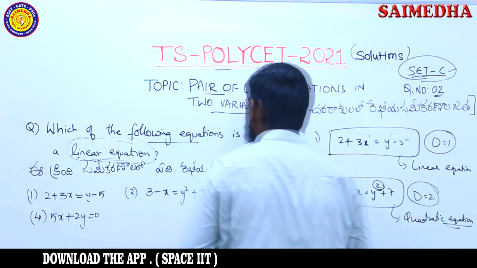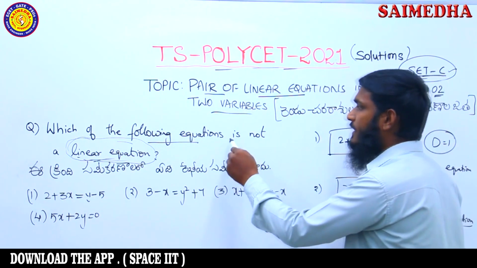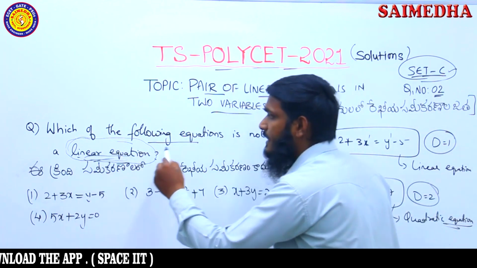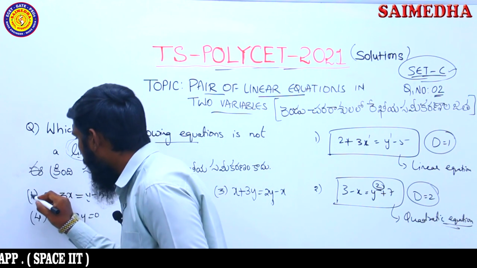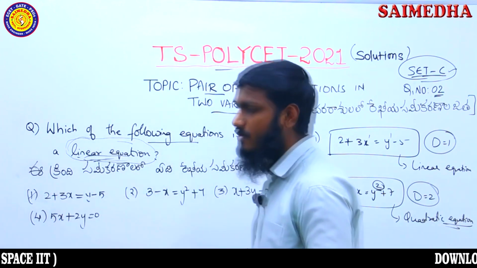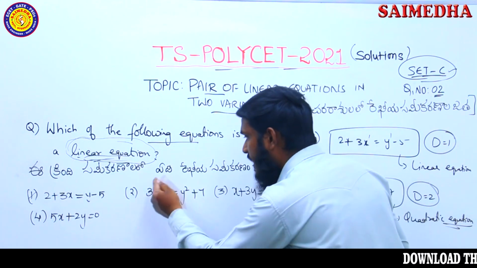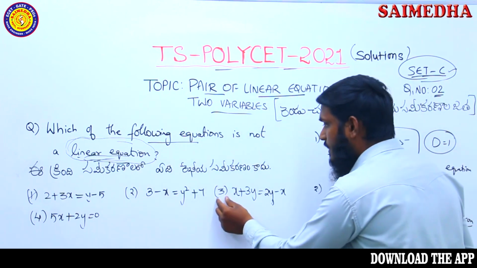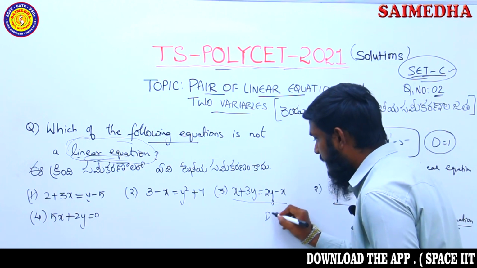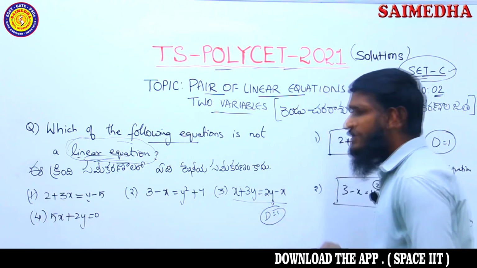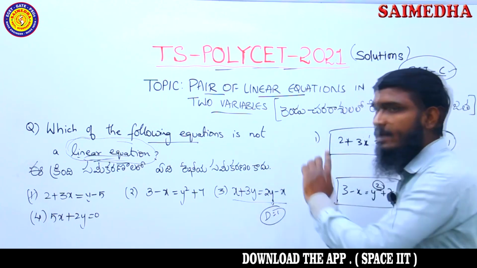So what we have to find? We have to find which of the following equations is not a linear equation. As we have discussed just now, option number 1 is a linear equation, and option number 2 is a quadratic equation, and in option number 3 this equation contains degree 1. So if the degree is equal to 1, it is also a linear equation.